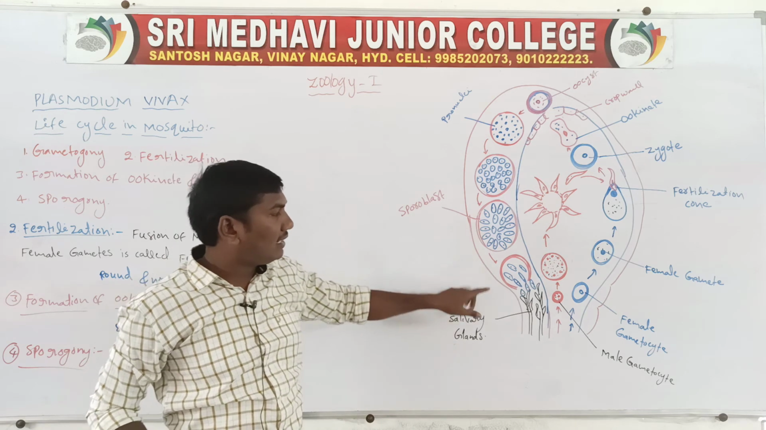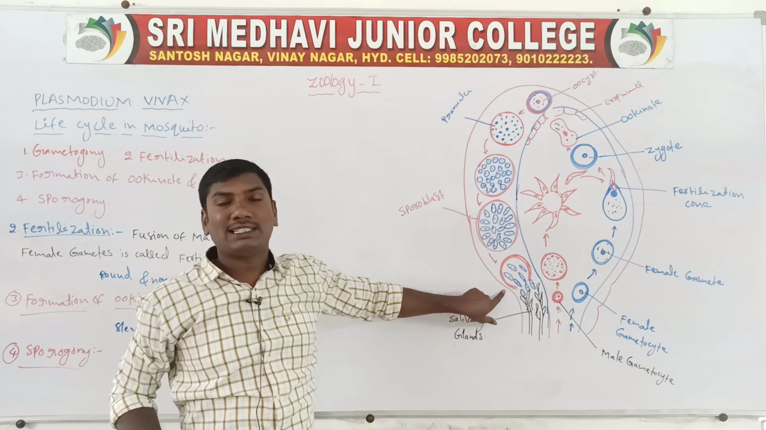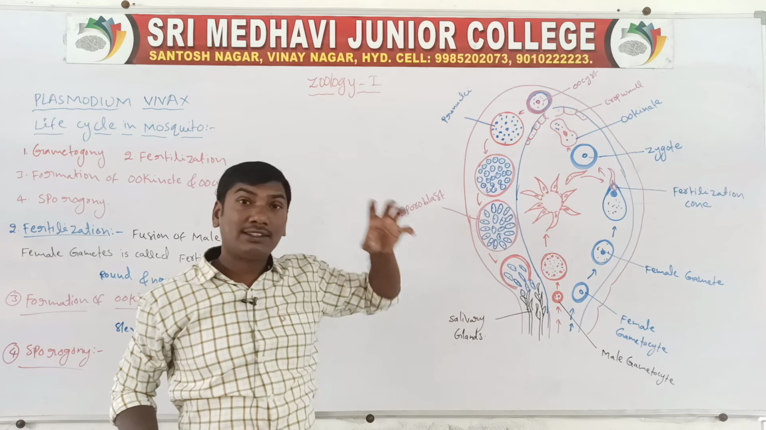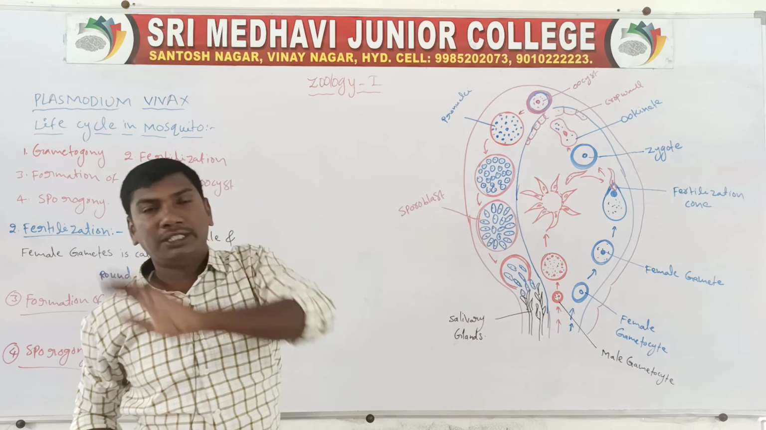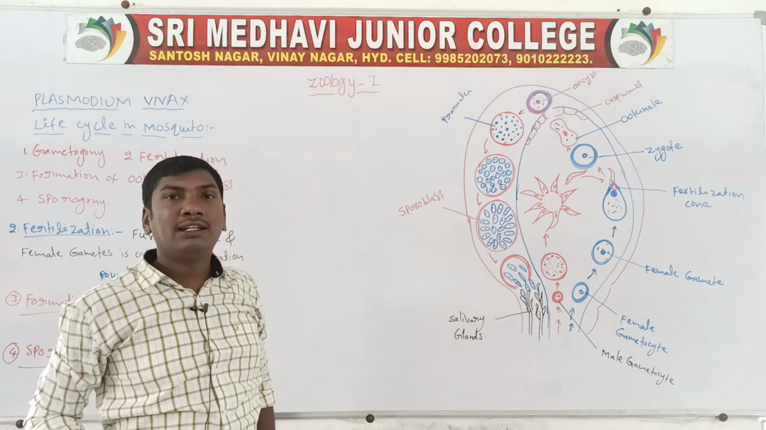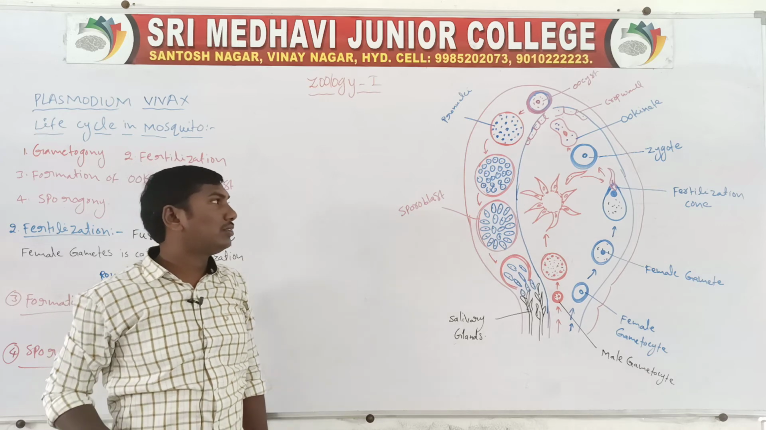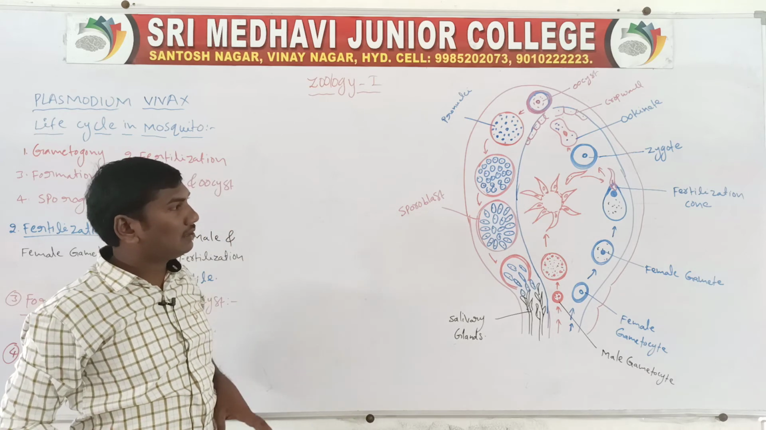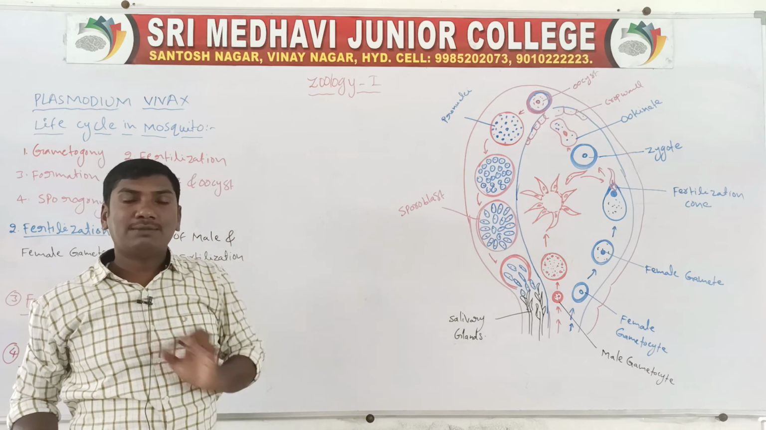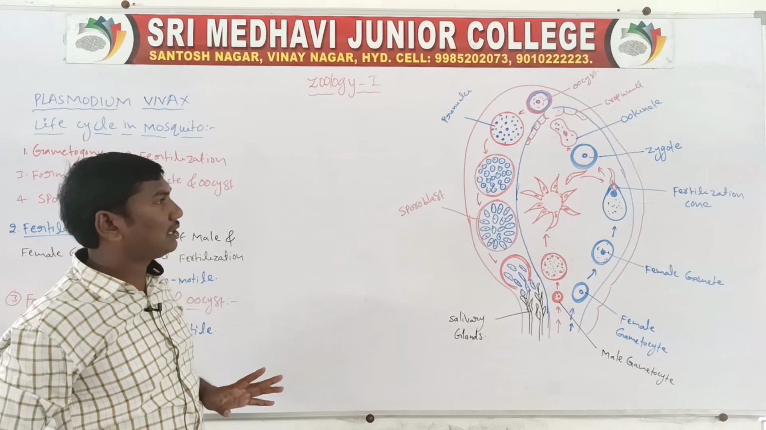So this is the final step. They are releasing the sporozoites. They enter the blood circulation, reaching the salivary glands of the female Anopheles mosquito. This is the Plasmodium life cycle in the female Anopheles mosquito.